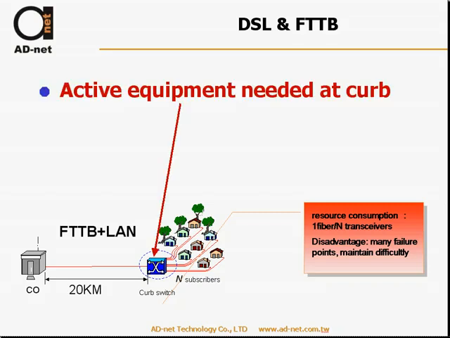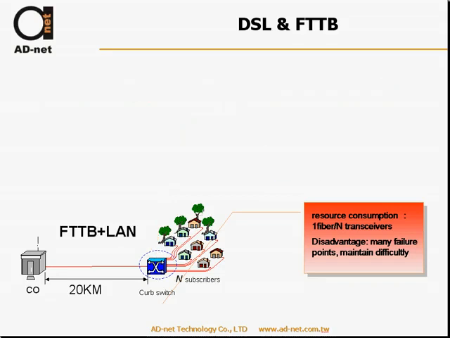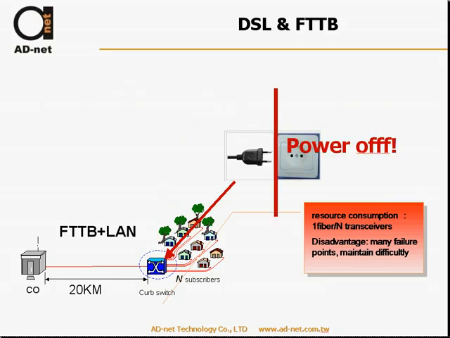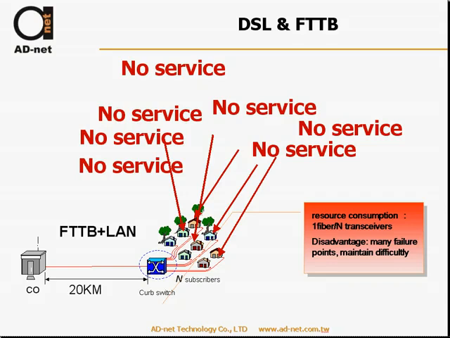You have active equipment needed at the curb, and each bunch of houses will need one such curb switch, so you already have a two-layer network, and each of them needs a power supply. Each depends on a power supply, and you have to install it in places which are not under your control. It's usually installed in places out of control. So usually that place loses power, and what you get is no service at any of those customers.